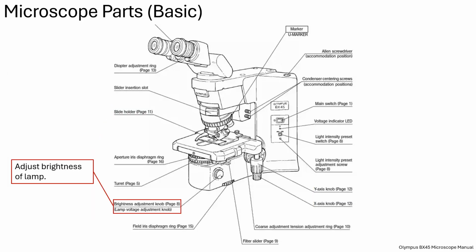Every microscope has a brightness adjustment knob so that you can set the light at a level that is most comfortable for you. This knob is typically located at the base near the front of the scope.